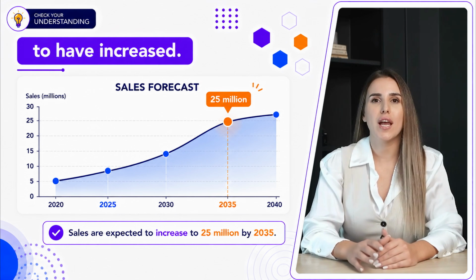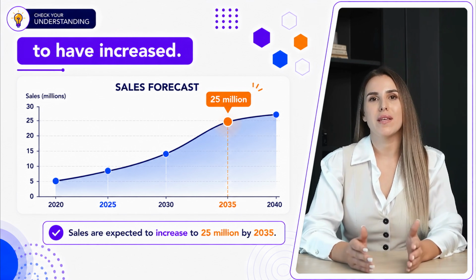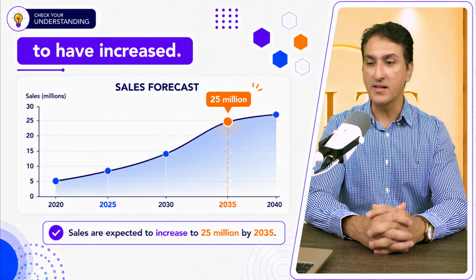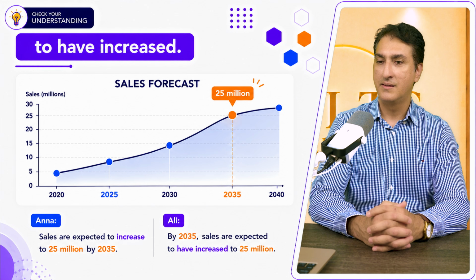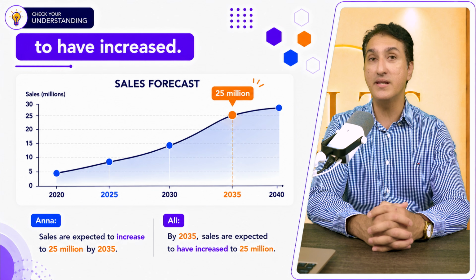I would probably say sales are expected to increase to 25 million by 2035. Excellent. That's a perfect IELTS sentence. But here's something interesting. There is another sentence that is also correct. Listen carefully. By 2035, sales are expected to have increased to 25 million.